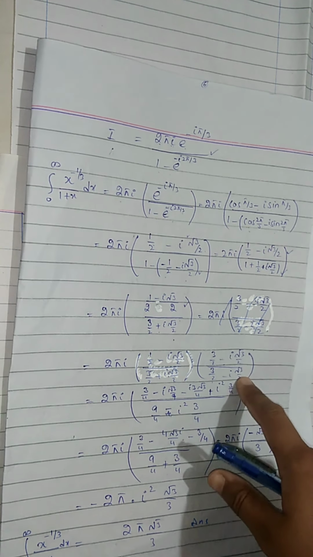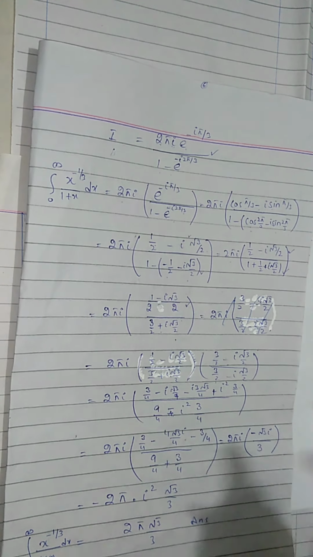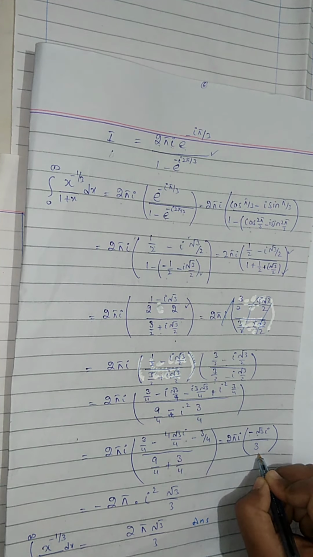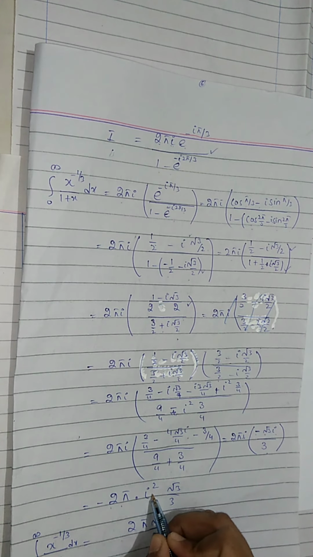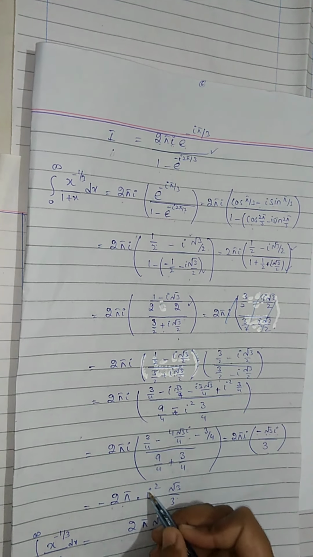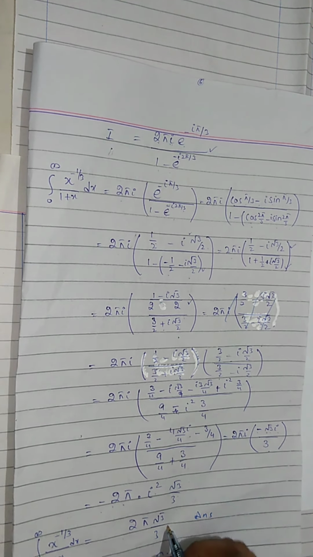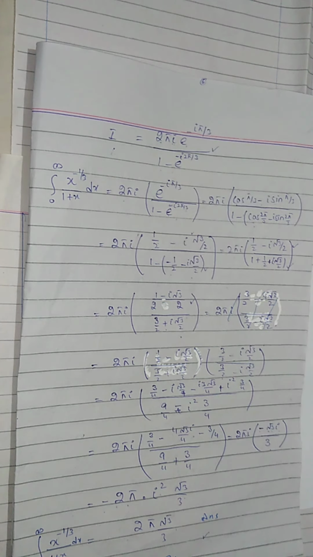We write 2 pi i as it is and simplify the denominator. We have 3/2 + i√3/2, and the numerator is as it is. We want to eliminate the imaginary part of the denominator, so we rationalize by changing the sign of i. We multiply and divide by 3/2 - i√3/2. Multiplying numerator with numerator, we have this value, and multiplying denominator with denominator we have this value.